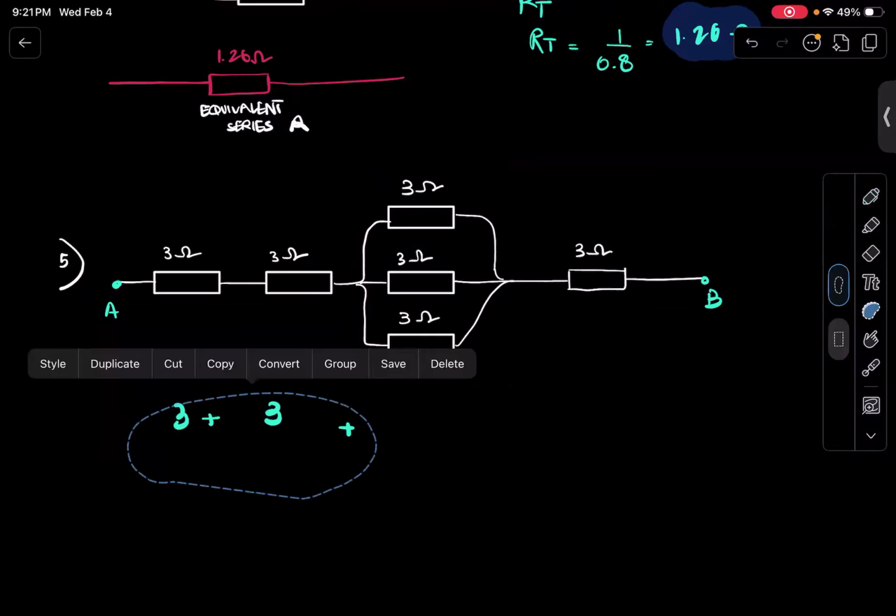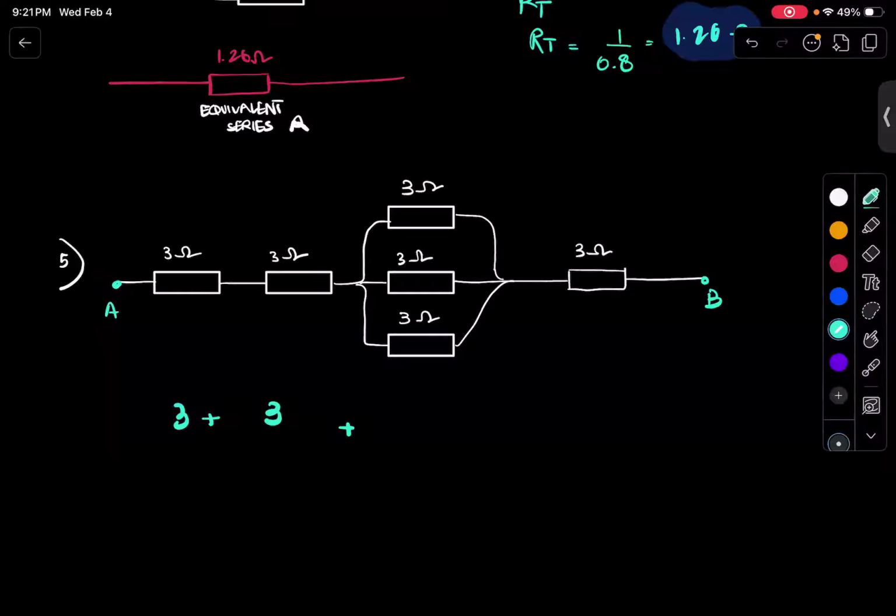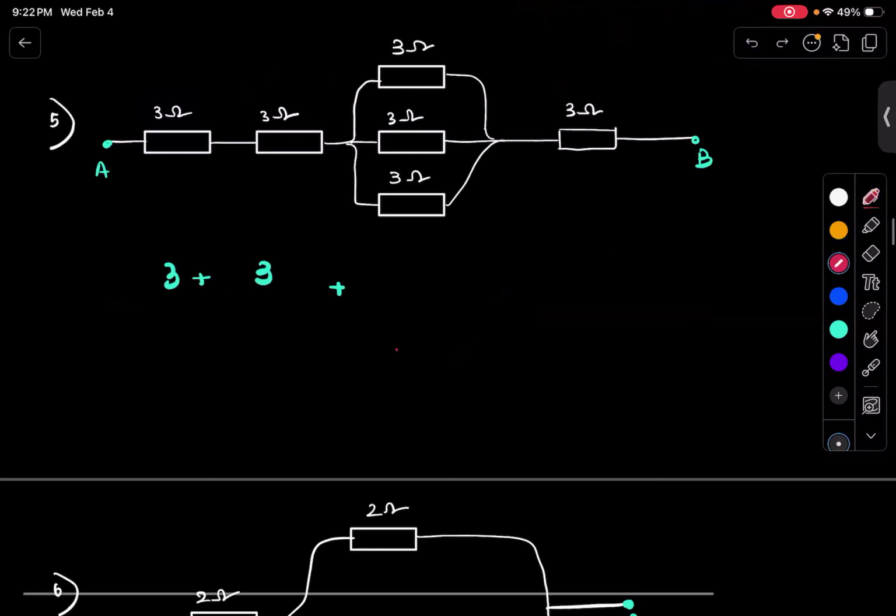What is the total resistance of this? Just do whatever you want. You can do it by 1 over RT equals 1 over 3 plus 1 over 3 plus 1 over 3 plus 1 over 3, equal to that value. Let's check it out. In fact, 1 over, oh no, by the way, I wanted to tell you a shortcut.